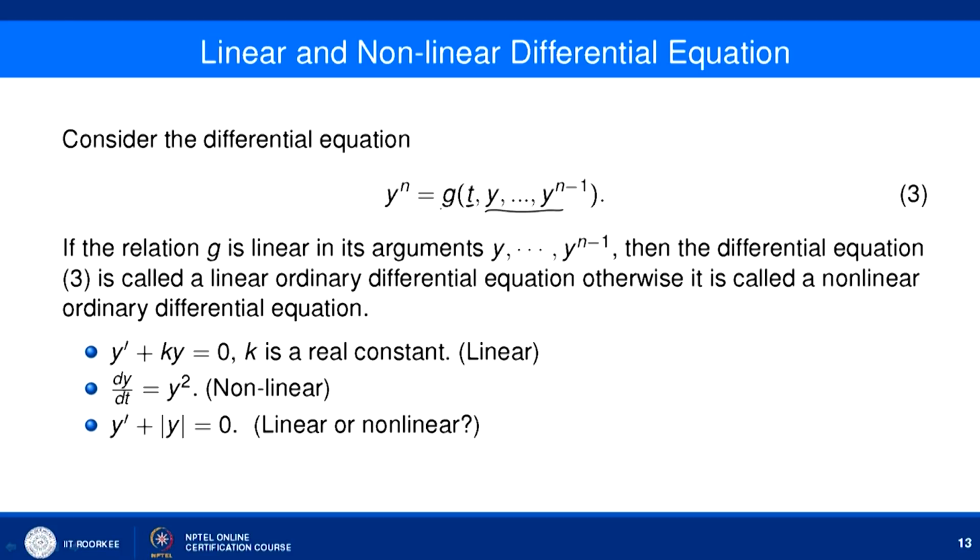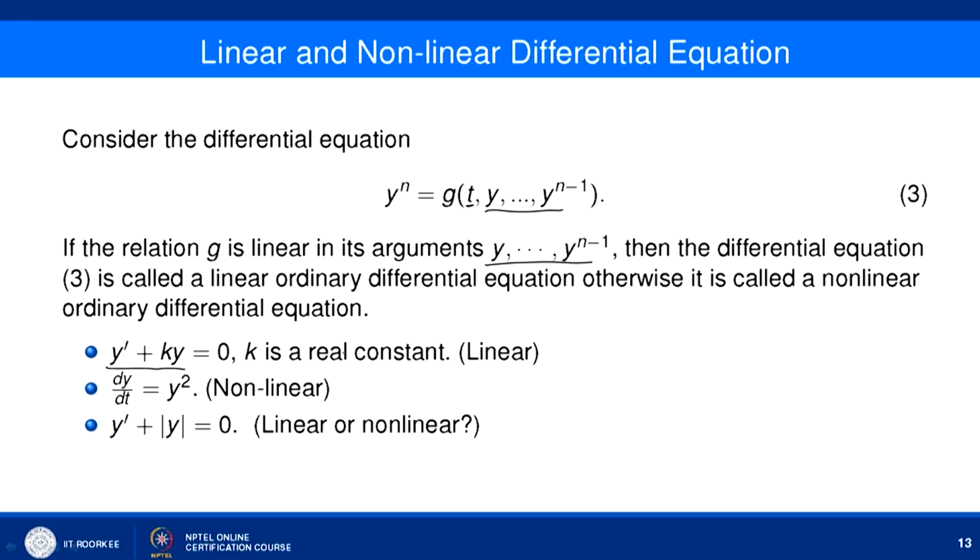So, if g is linear in terms of y to y^(n-1), then we call equation 3 a linear ordinary differential equation. Otherwise, it is called a non-linear ordinary differential equation. For example, look at this first problem: y' plus ky equal to 0. If you look at the arguments, they are y' and y. Here y' is coming linearly, and y is also coming linearly. So, we can say that this equation is a linear differential equation.